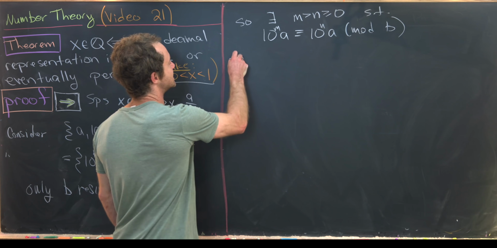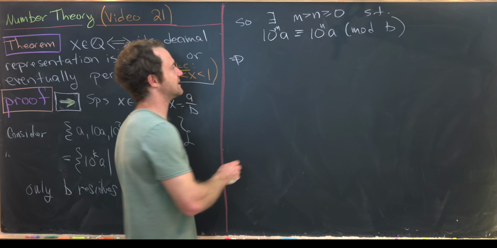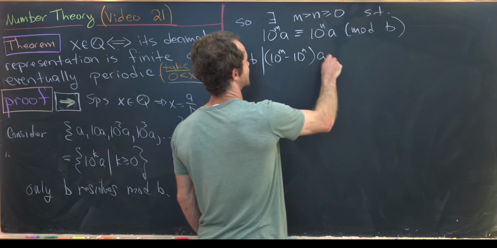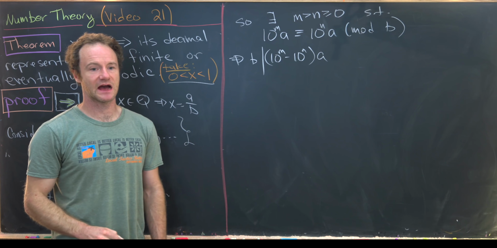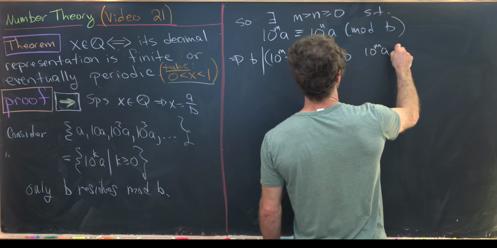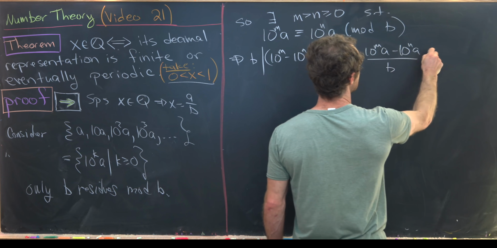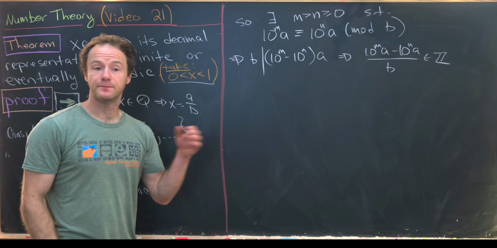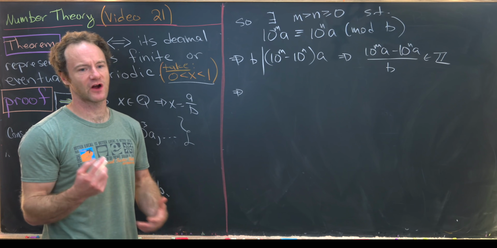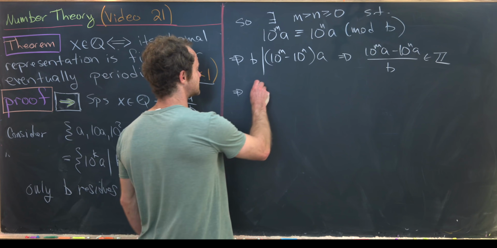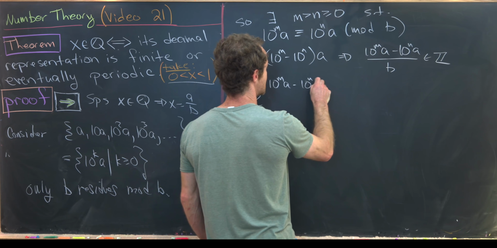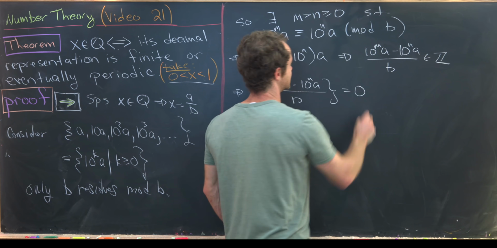Okay, so from here we can use the definition of congruence mod b to say that b divides (10 to the m minus 10 to the n) times a. I just factored an a out of that. That's the same thing as saying that (10 to the m times a minus 10 to the n times a) over b is an integer. But being an integer means your fractional part is 0. Let's recall that the notation for fractional part is these curly brackets. So that means that the fractional part of (10 to the m a minus 10 to the n a) over b is equal to 0.